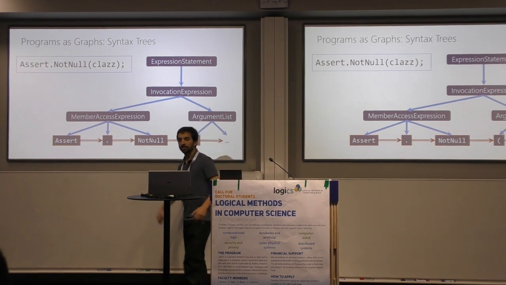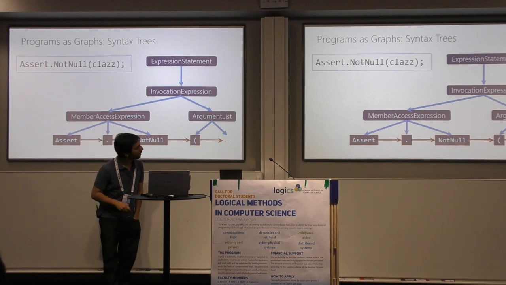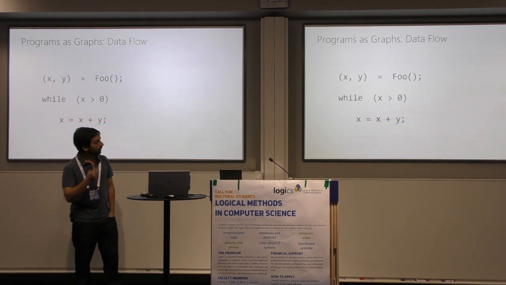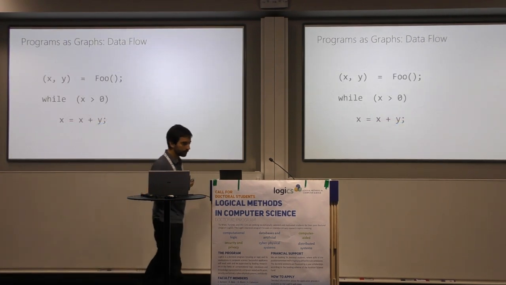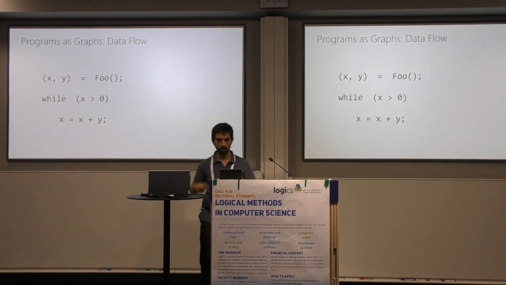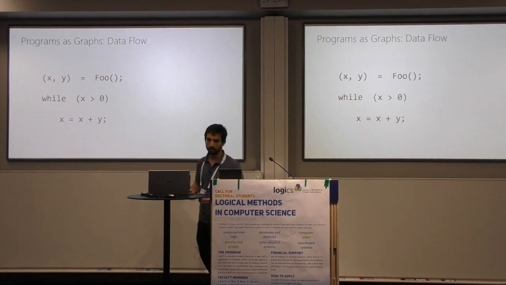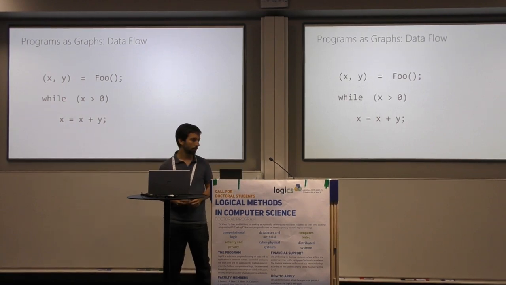Okay, so more edges. These were syntactic edges, boring but useful. Let's also add data flow edges. Forget that the previous edges still exist; I'm not showing them for clarity. We can start adding more semantic facts that we can derive from relatively simple program analysis.